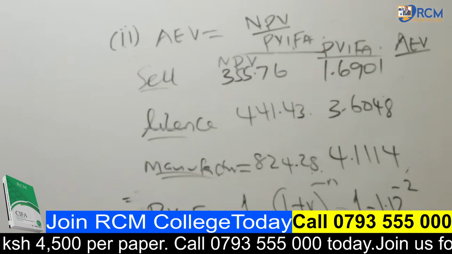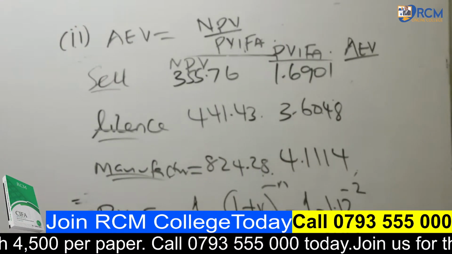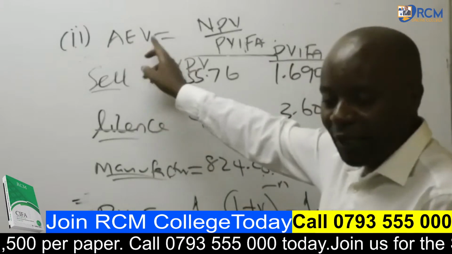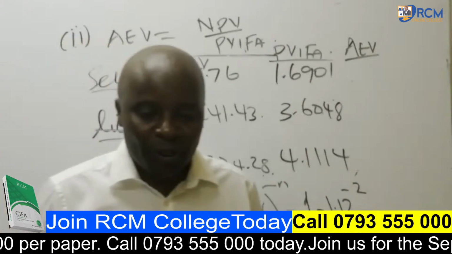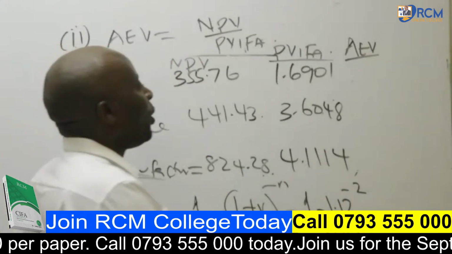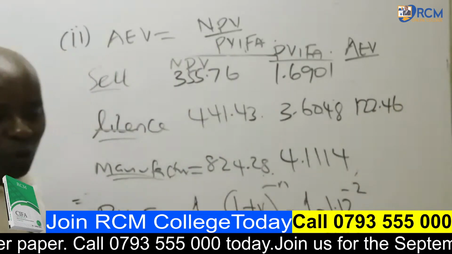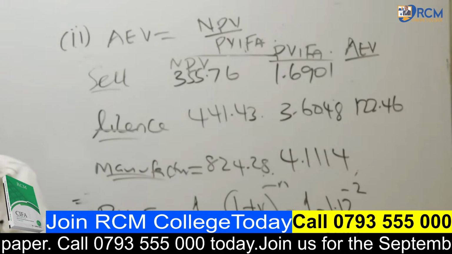Look at the formula of getting annuity equivalent value. 122.46 option 2. Naambiwa ni 122.46. Hiyo ni option 2. Umeenda option 2 ndio nipatia hata option 1.